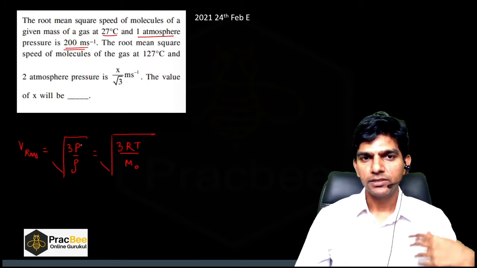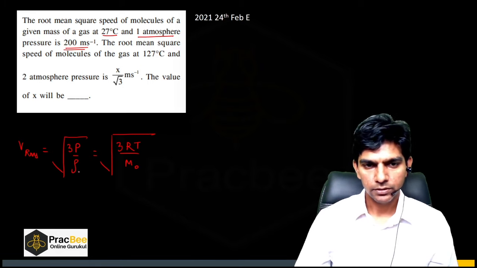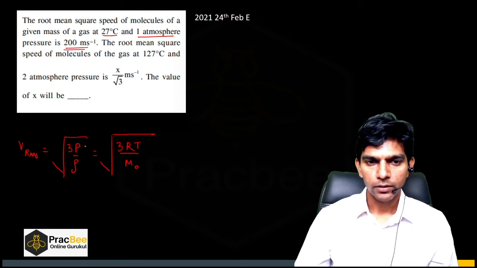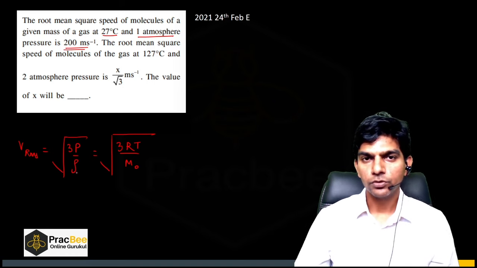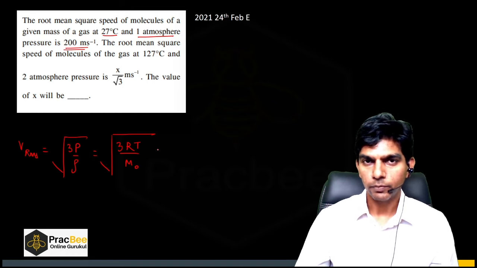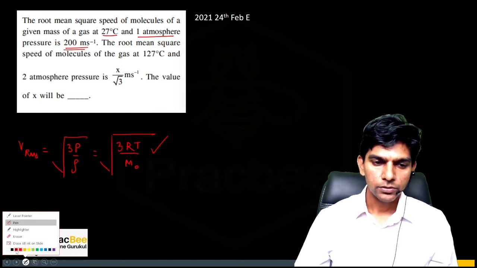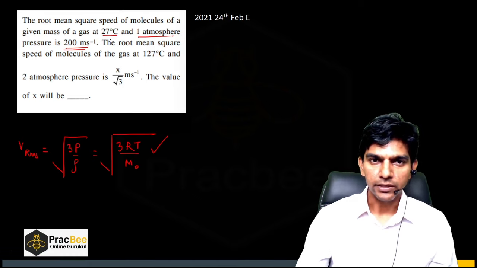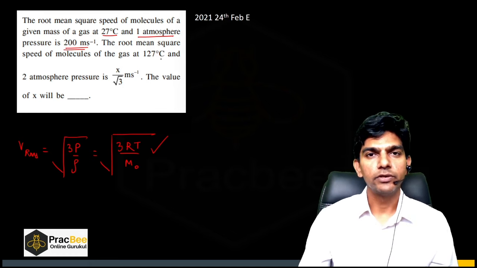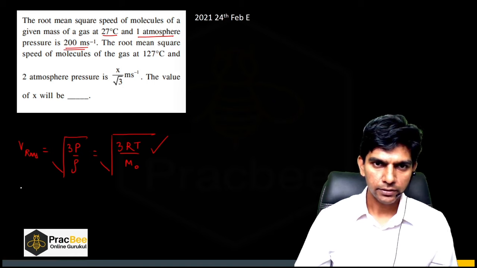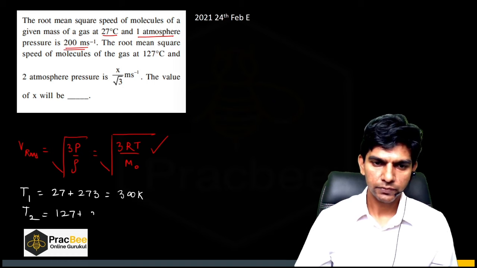Now, what would happen if you increase the pressure? As the pressure is increased, the density will also increase, right? So if we use pressure, we do not know what the density is. So it is always recommended, if the temperature is given, use the temperature formula. So the temperature is increasing from 27 degrees Celsius to 127 degrees Celsius. So we can say the initial temperature is 27 plus 273, so it will be 300 Kelvin. And the new temperature is 127 plus 273, which is 400 Kelvin.